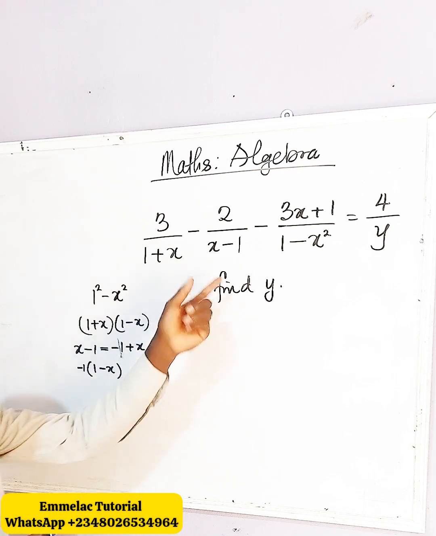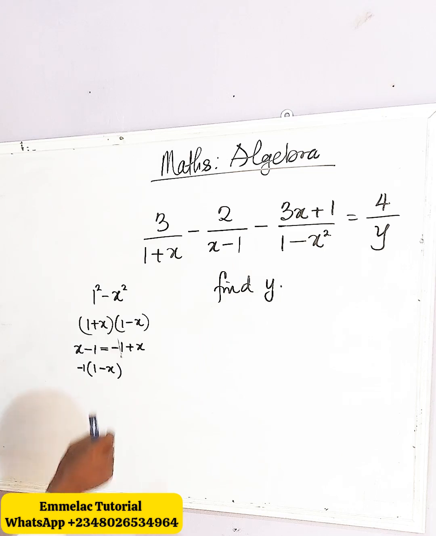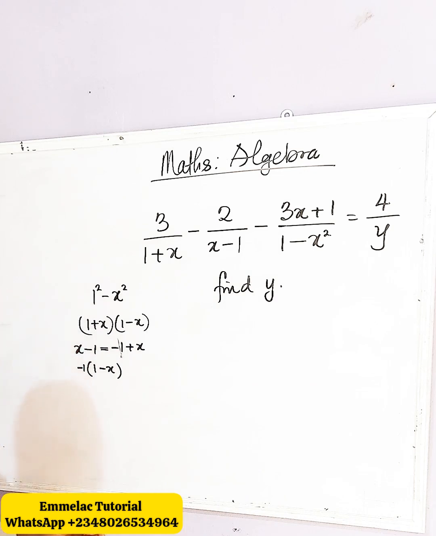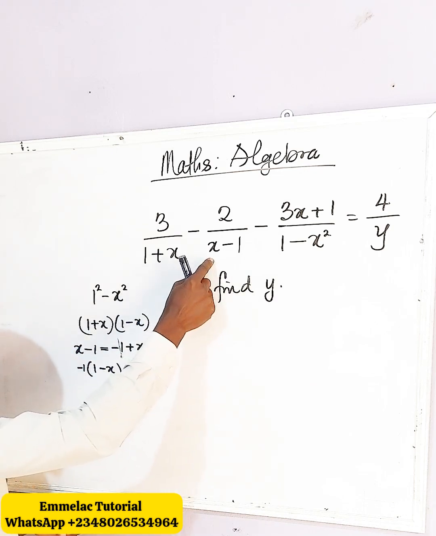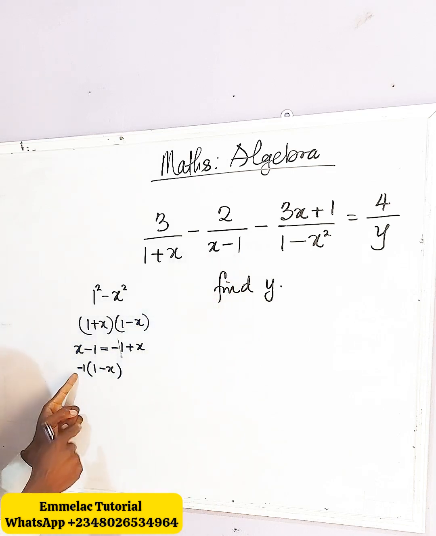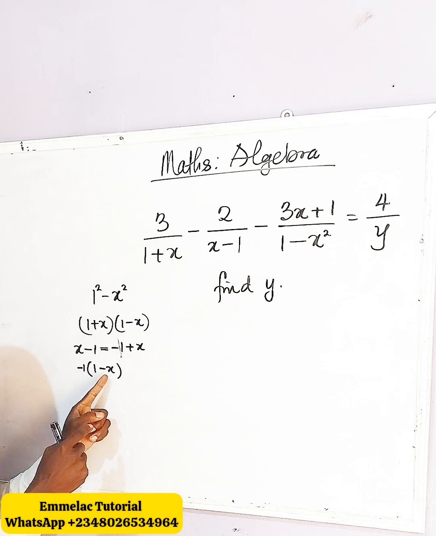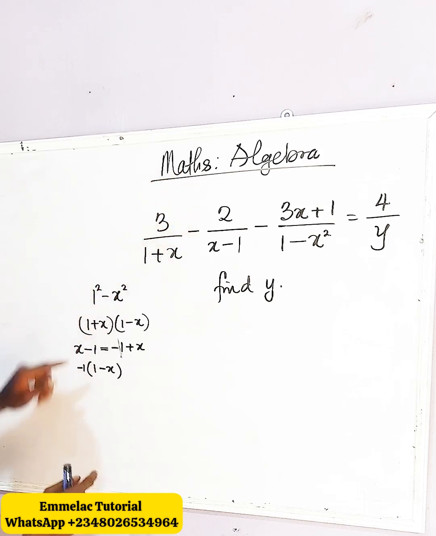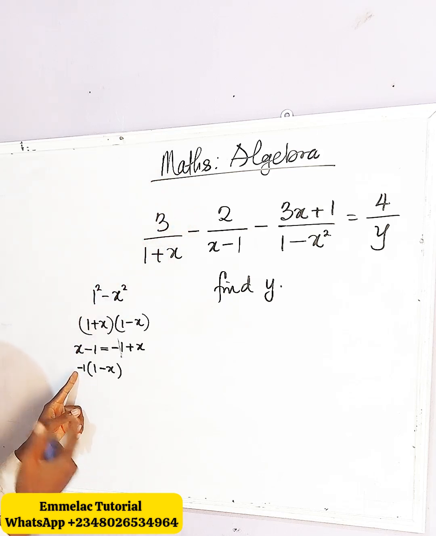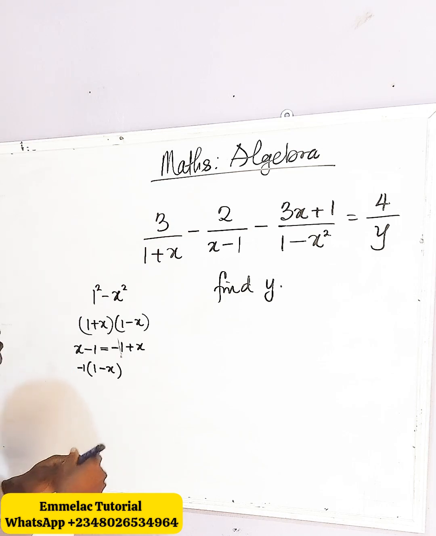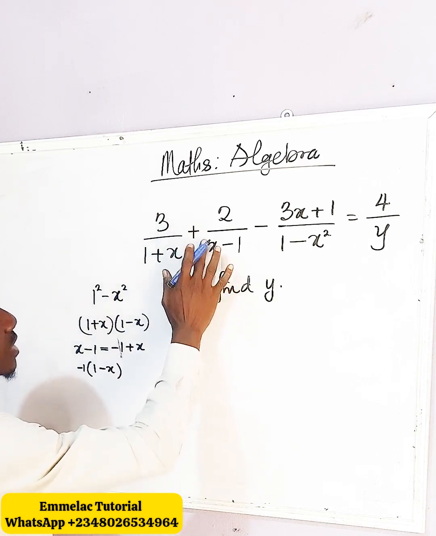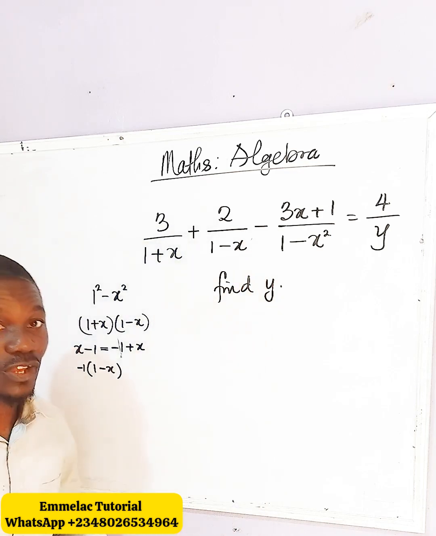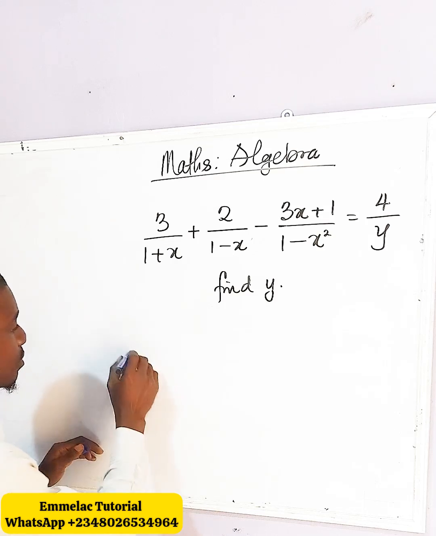So we've been able to transform this denominator into one of the terms of 1 minus x squared. Let us replace x minus 1 with minus 1 into 1 minus x. And take note, since the main sign here is minus and this is another minus, minus divided by minus will give us plus. So we can change this to plus and change the denominator here to 1 minus x.